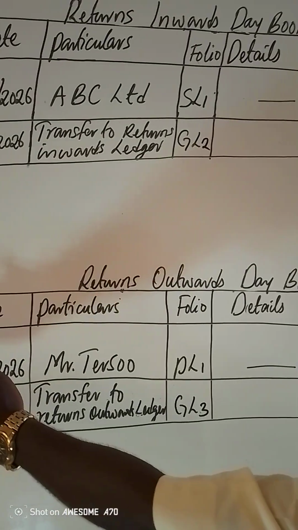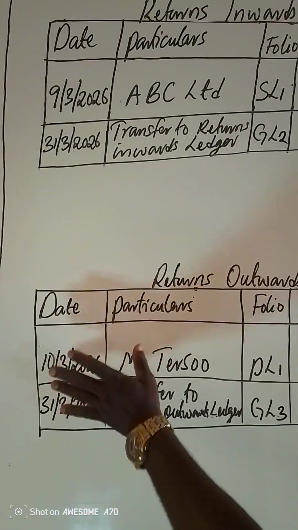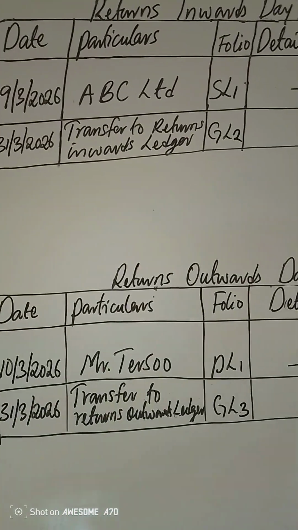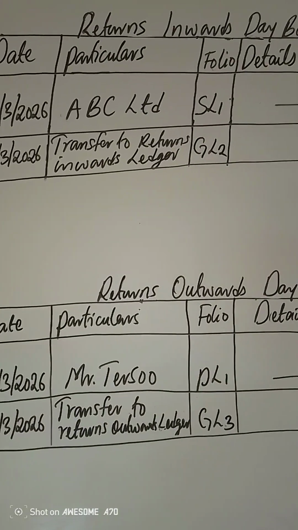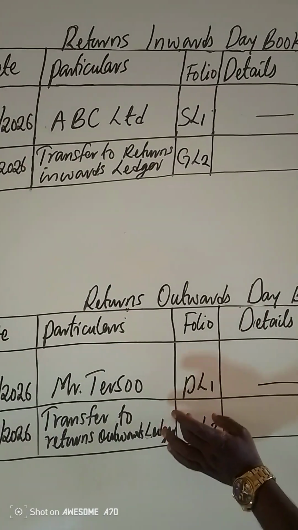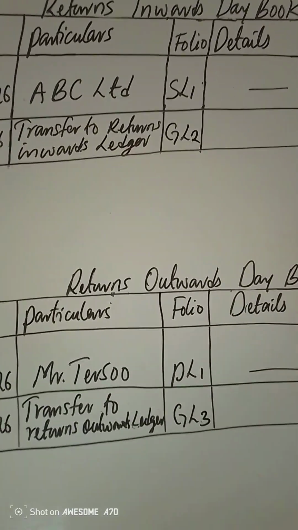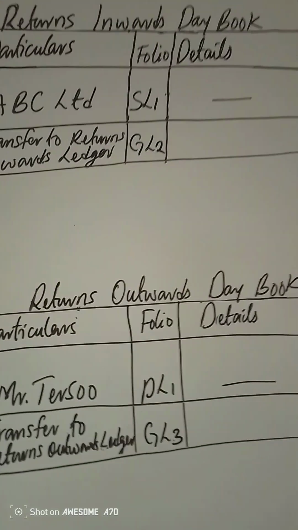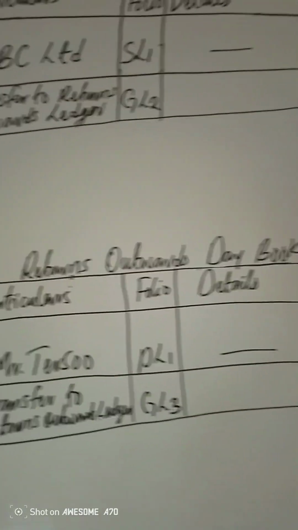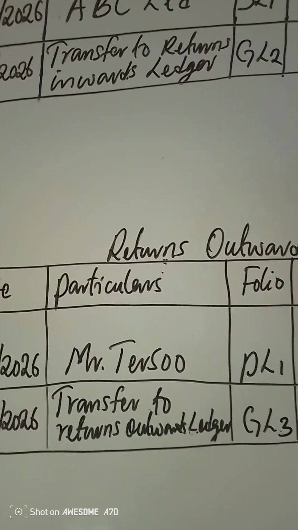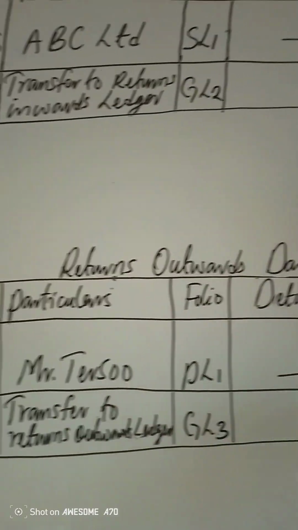So on this fateful day, which is the 10th of March 2026, goods were returned to Mr. Teso by the business. So this is the purchase ledger, meaning this is under goods purchased on credit, and because it is the supplier, we are returning it to the supplier. So this is purchase ledger 1. The value is 20,000.